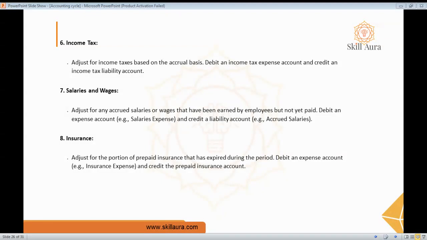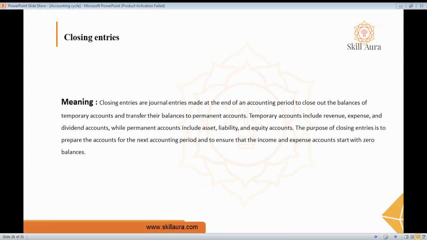The next one is salaries and wages. Here, when the salaries and wages that have been earned by the employees but not yet paid, for this type of adjustment, the expenses account will be debited always and the liability account credited. When it comes to the insurance, the portion of prepaid insurance that has expired during the period, the expenses account will be debited and the prepaid insurance account will be credited.